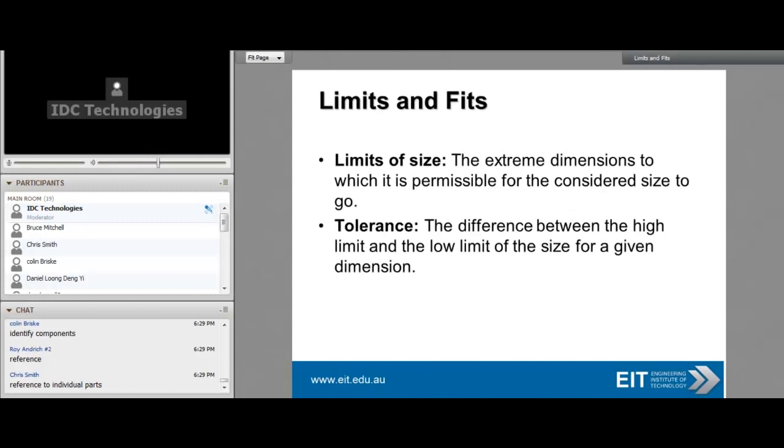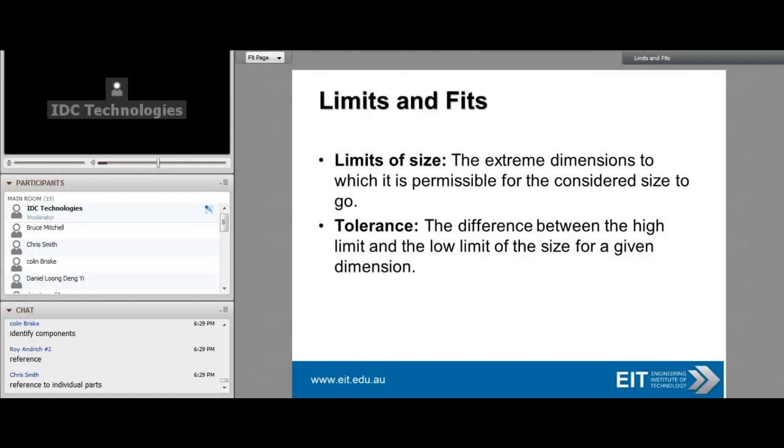Good. Now, before we talked about dimensioning things and manufacturing things, and hopefully we'd get them right. Now we're going to talk a little bit about limits and fits. The limits of size are the extreme dimensions, the maximum size and the minimum size, which it's permissible for a component to be made. Designers often calculate and design a shaft to fit in a hole.